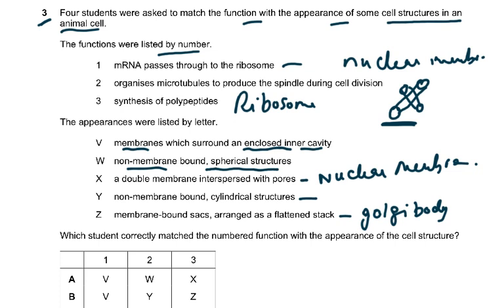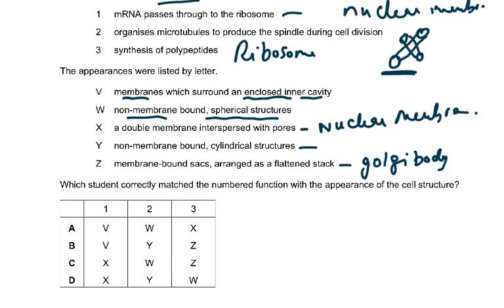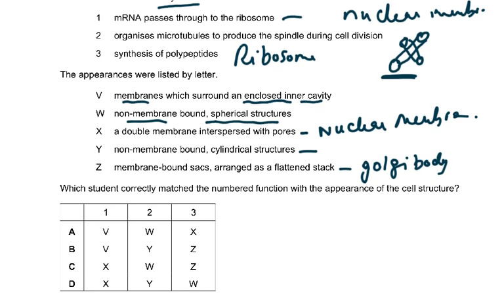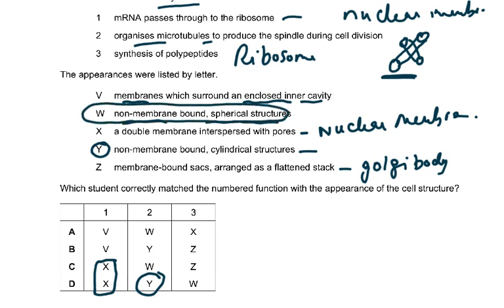So which student correctly matched the numbered function with the appearance of the cell structure? Now the first one was mRNA passes through the ribosomes. So 1 should have been X. So then we realized that these two could have been correct. Then what was 2? 2 was organized microtubules. Now that would be the non-membrane bound cylindrical structures. This one. And then number 3 was synthesis of polypeptides. So that is on the ribosome. Polypeptides are made on the ribosome. So the ribosomes were what? The ribosomes were this non-membrane bound spherical structures.